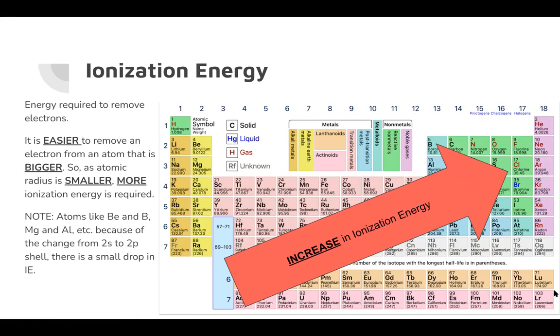So opposite to the atomic size, again, atomic size increases as you go down and as you come across to the left from the right. So the opposite will be for ionization energy. One thing to note though, atoms like beryllium and boron, and then magnesium and aluminum, because of their subshells, they go from 2s to 2p, and so there's a small drop in ionization energy at these shells because of that.